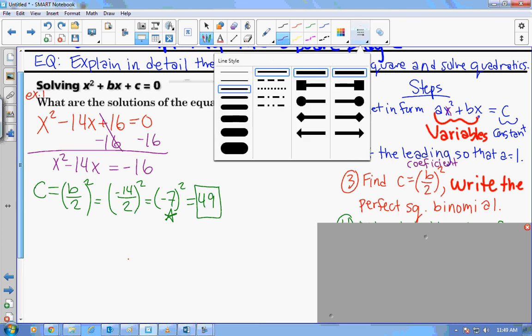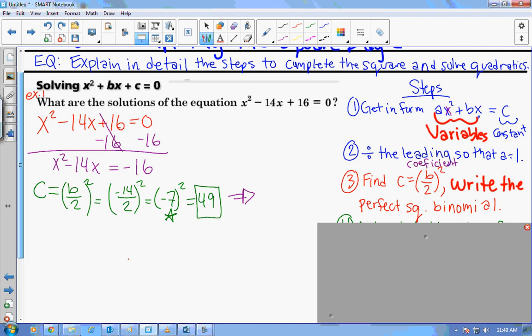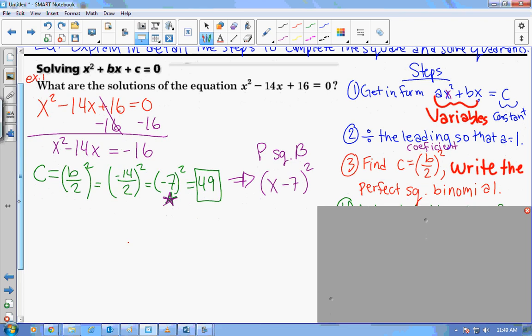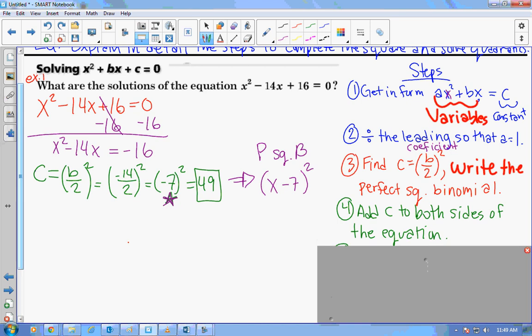C is 49, but we do need the negative 7 because what's our perfect square binomial? Remember from last time? Something minus or plus something all squared. Ooh, reverse what you just said. X minus 7, all squared. Right here, that's the minus 7. Because when we write our trinomial, next step, we're going to add c to both sides of the equation.